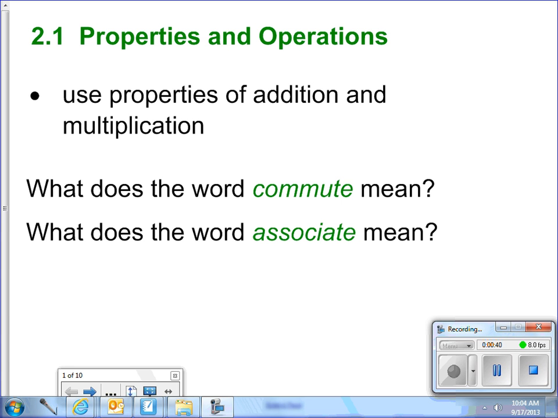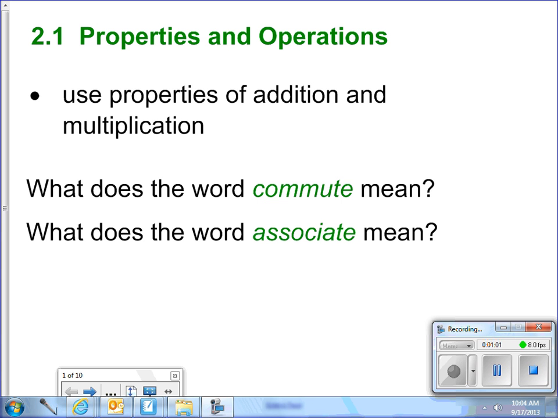Good, good. And how about associate? Who knows what the word associate means outside of math? Yes? It means who you interacted with and been around, like you've met them before. Okay. So associate, when you say associating with someone, who you group with, who you go and spend time with.